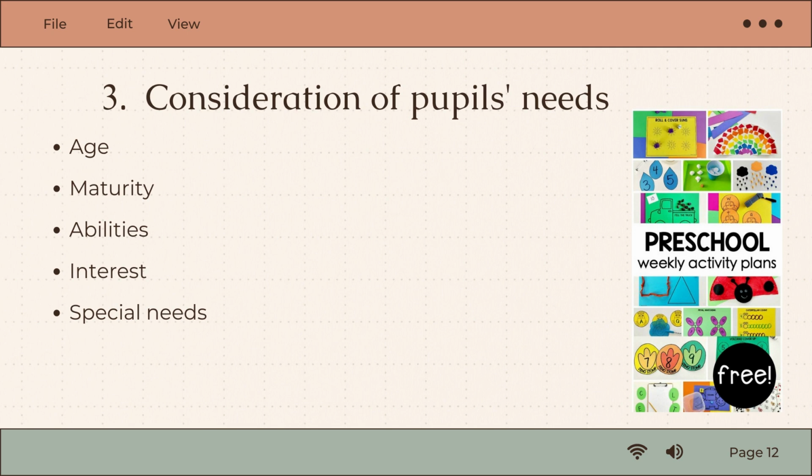So the next one is maturity. Not all children are at the same level of maturity in all aspects of their development, like their physical, mental development, social emotional development, and spiritual or moral development. So the third one is abilities. We also have to know that not all children learn at the same pace. They grow differently. So teachers need to be aware also of this in considering pupils' needs.